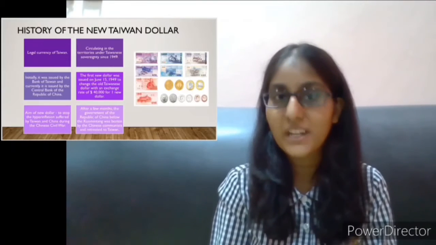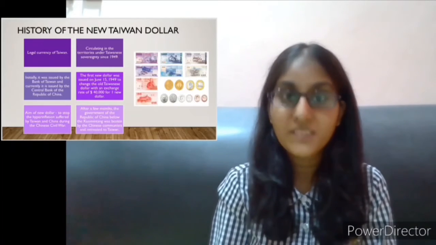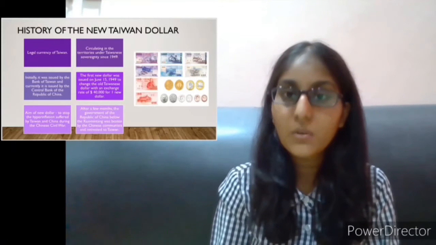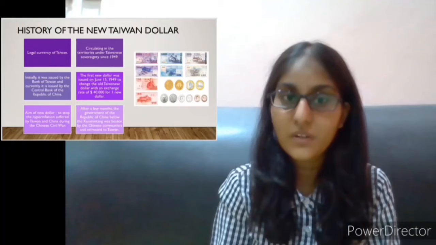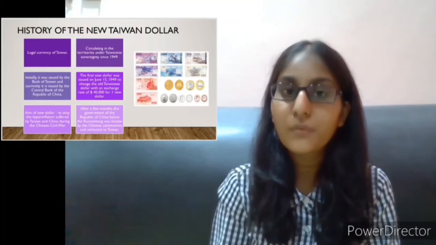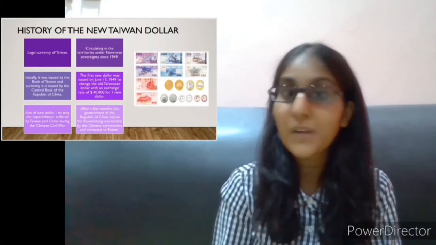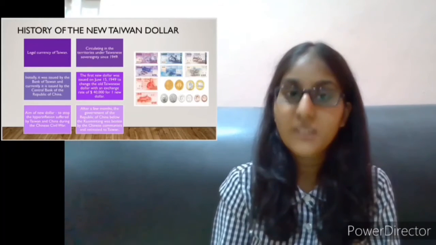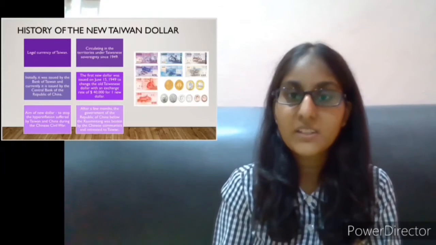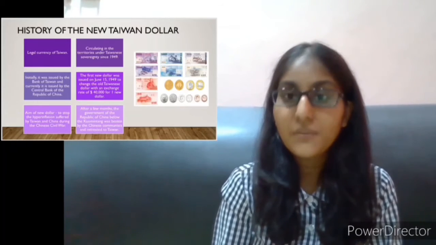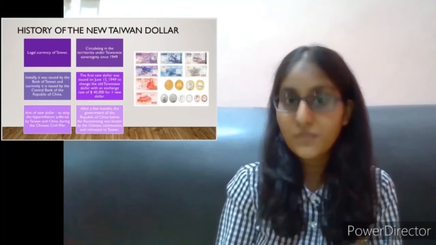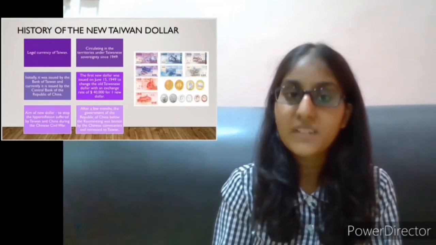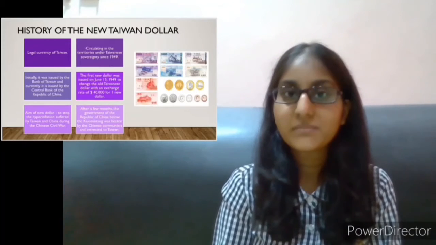The first new dollar was issued on June 15, 1949 to replace the old Taiwanese dollar with an exchange rate of $40,000 for one new dollar. The primary aim of this new dollar was to stop the hyperinflation suffered by Taiwan and China during the Chinese Civil War. After a few months, the government of the Republic of China under the Kuomintang was beaten by the Chinese communists and retreated to Taiwan.